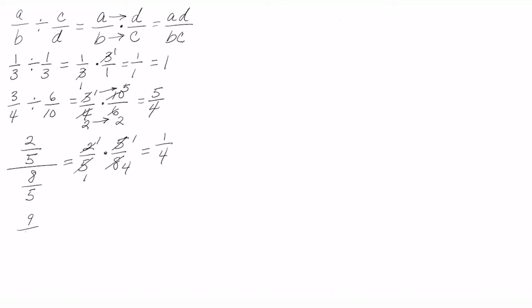So let's do 9 over 10 divided by 3 over 8. Same story. We're going to leave our first fraction the way it was, and we're going to turn over and multiply our second fraction. So that 3/8 turns into 8/3. And we're going to cancel out the 3. Then we're going to cancel out the 2's. So we're going to wind up with 12 over 5.